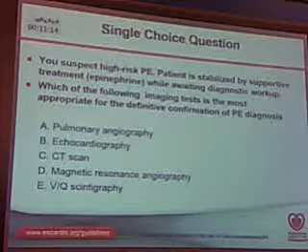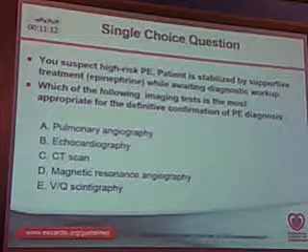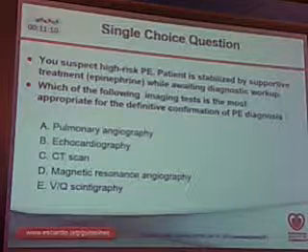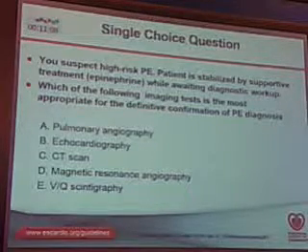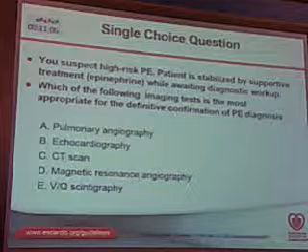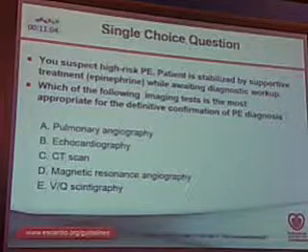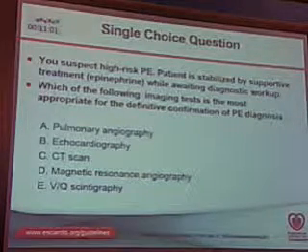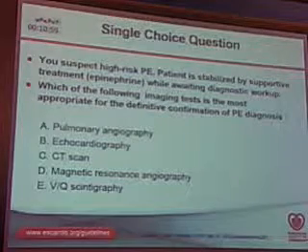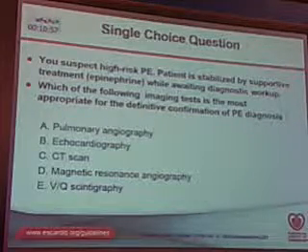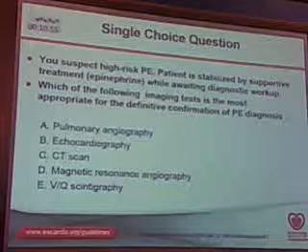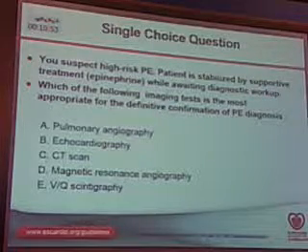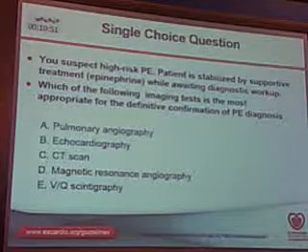She's stabilized by some supportive treatment, including the use of inotropes, while awaiting the diagnostic workup. So which of the following imaging tests is the most appropriate for a definitive confirmation of a PE diagnosis? And I think you can start voting, either for pulmonary angiography, echo, CT scan, magnetic resonance, or a VQ scintigraphy.